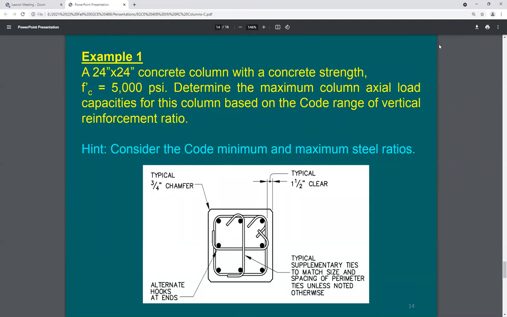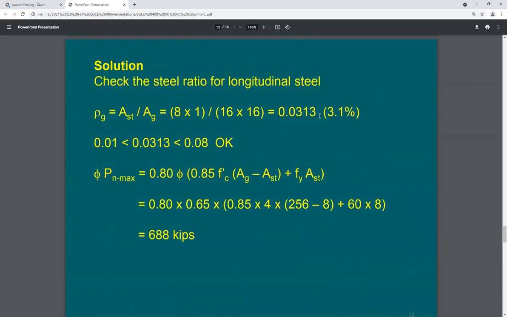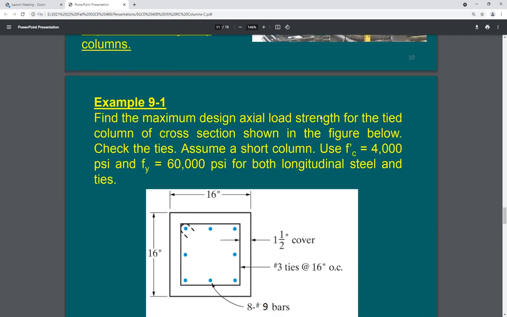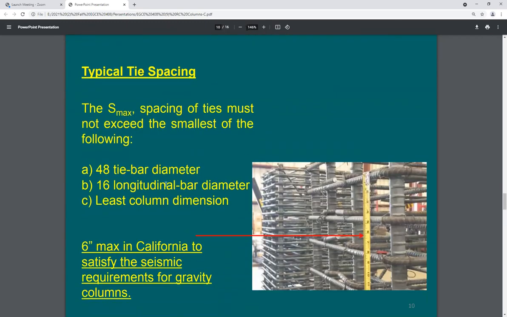Sorry if you mentioned this already, but would the dimension of the column be the diameter if it was a circular one? Dimension of the column? It's saying that for the rules of the spacing of the ties, the third rule, the least column dimension. So would that be the diameter for a circular column? Yeah, diameter for the circular. That's correct.